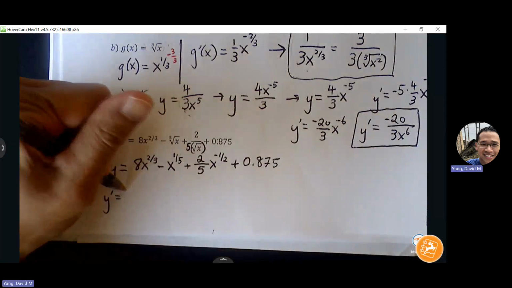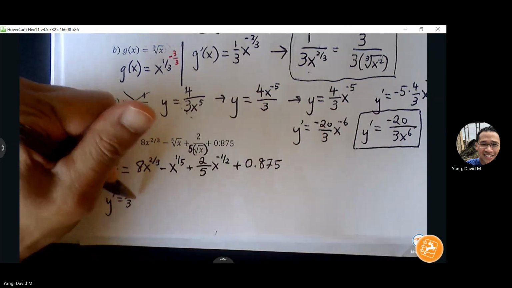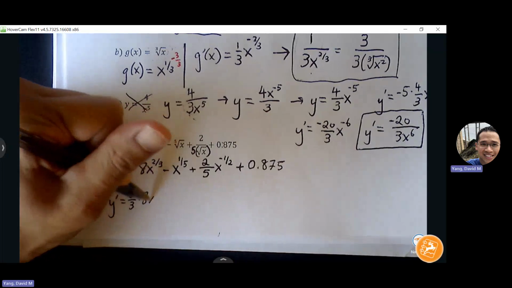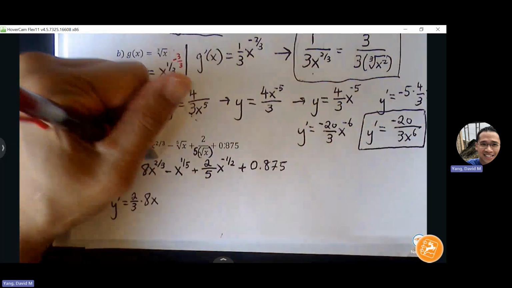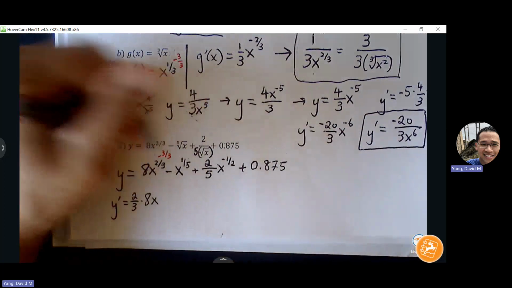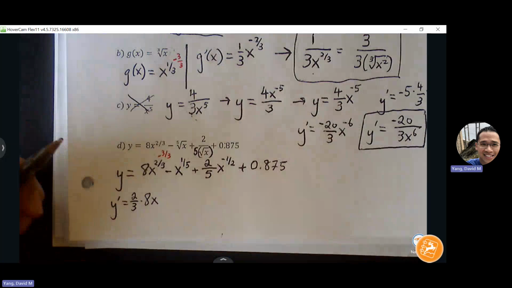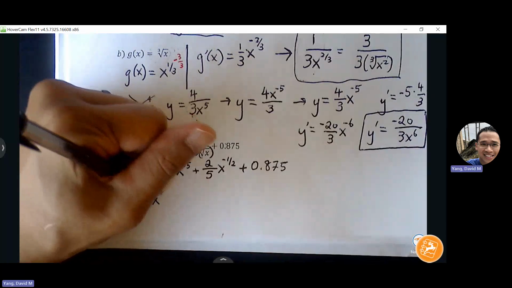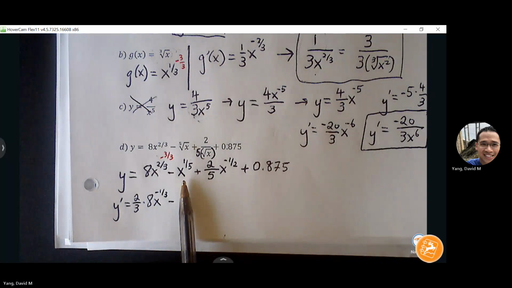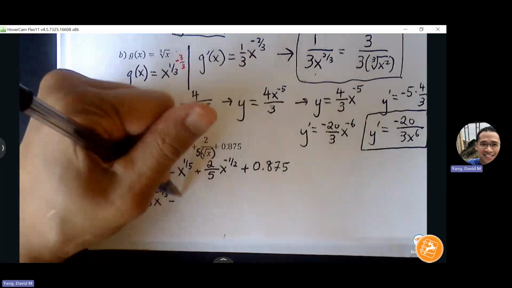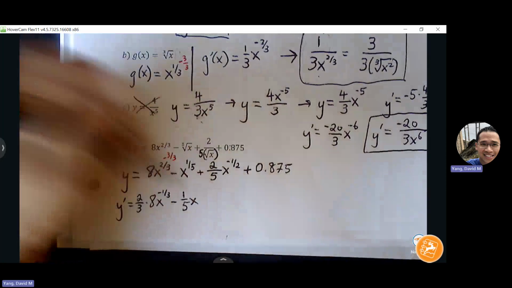So the first term, bring down the 2/3. Keep the 8. What's my new exponent going to be? Good. I'm just going to put a -3/3 to show what I'm doing here. I'm subtracting 1 from the exponent. I'll clean this up later. What's next? 1/5. Yep. 1/5 times x to -4/5.